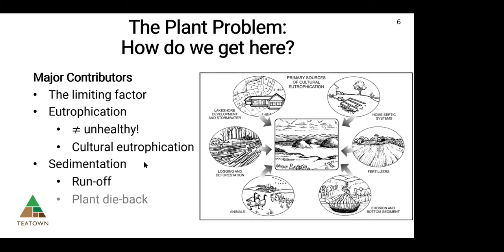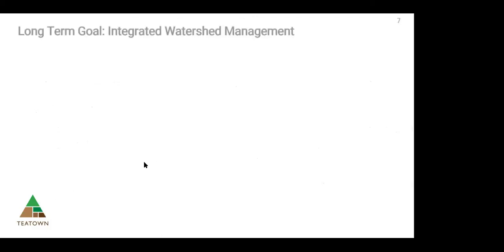And this is obviously problematic for two reasons. One, your lake fills in. And second, that excessive plant growth that releases the nutrients in anoxic conditions will then lead to algal blooms and further plant growth.